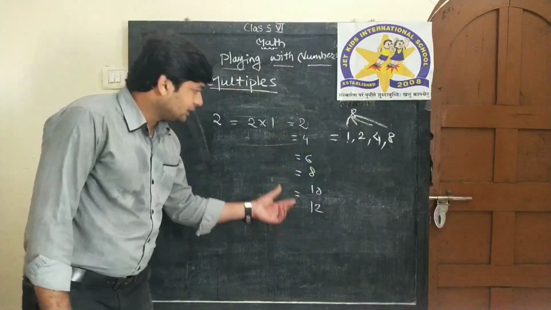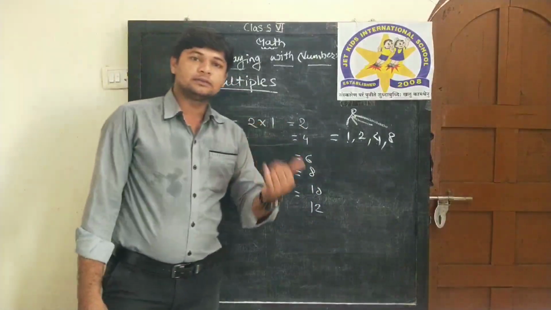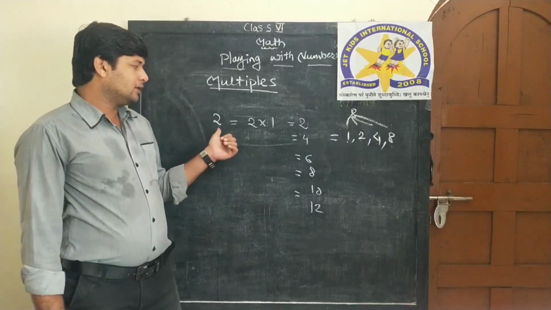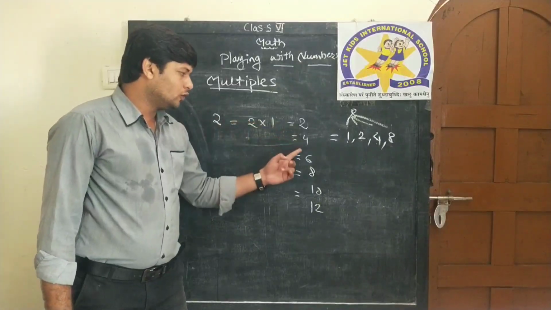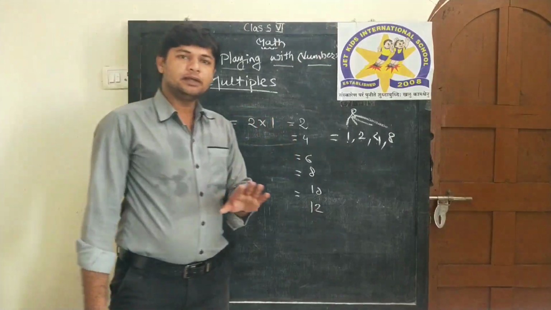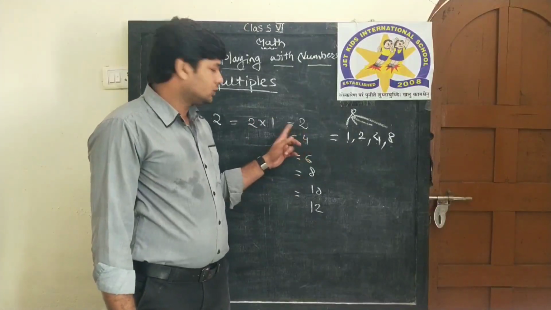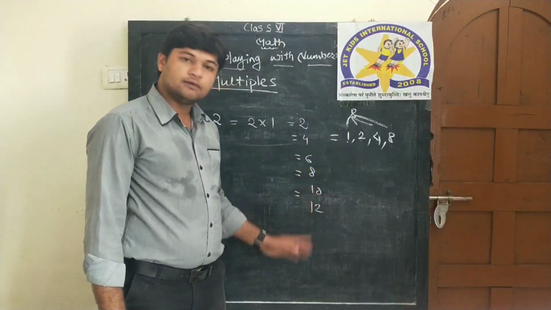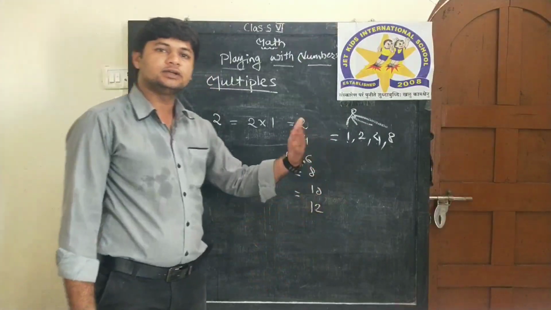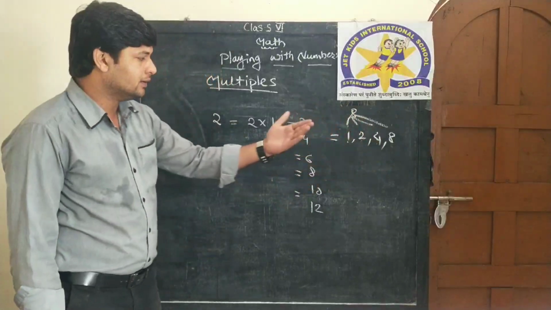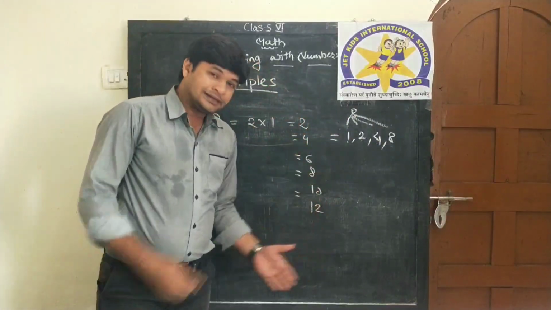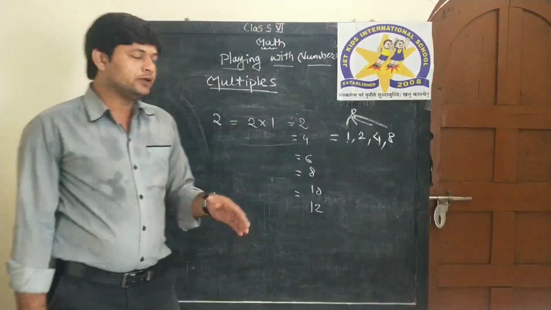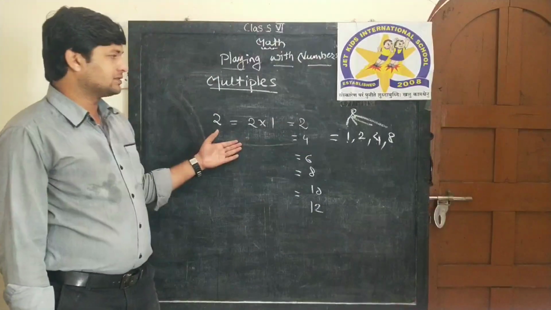But in the case of multiples, multiples means numbers which come in the table of a given number. So 2, 4, 6. The first multiple will be the same, 2 ones are 2. Next 4, 6, 8, 10, 12, 14, 16, 18, 20, 22, 24, 26, 28, 30, and so on till infinity. You cannot count it. That is the big difference between factors and multiples.